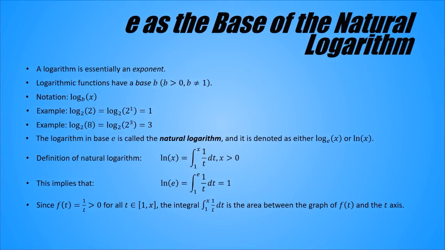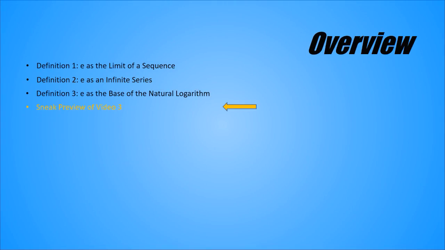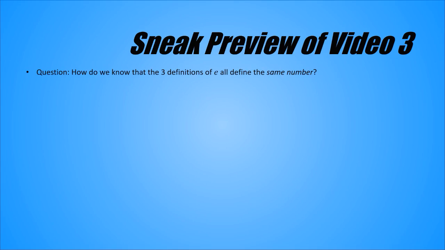All right, one segment to go. In this brief segment, I'm going to give you a sneak preview of the next video. An important question to ask is, how do we know that the 3 definitions of e that we discussed in this video all define the same number? For instance, with the sequence definition and the infinite series definition, you can generate digits of e all day long, but e has infinitely many digits, so you can never know that all the digits match just by generating approximations of e. So what we need to do is show that the 3 definitions are equivalent, and that has to be done with a deductive proof.